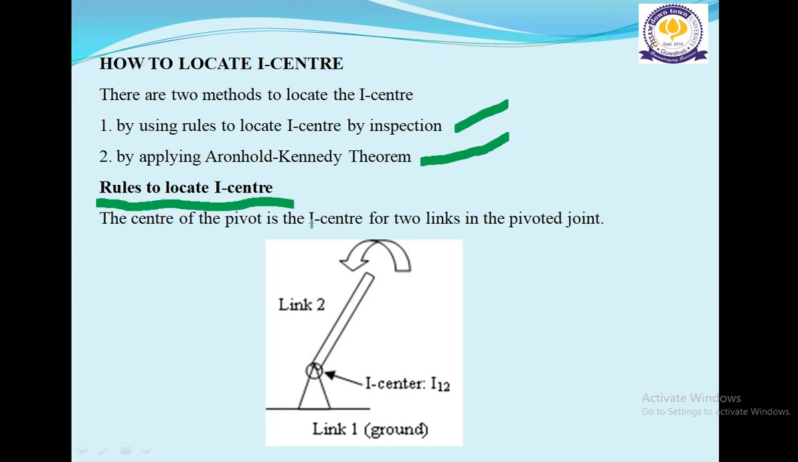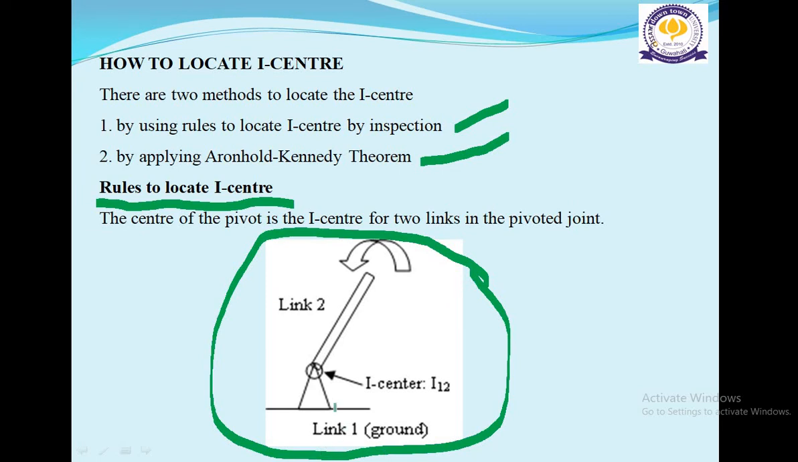The center of the pivot is the I center for two links in a pivoted joint. In this figure you can see link 1 is the ground link, and link 2 is rotating in anti-clockwise direction. Here the I center will be this point you have seen. This is the I center, I12, that is, the I center of link 1 with respect to link 2.